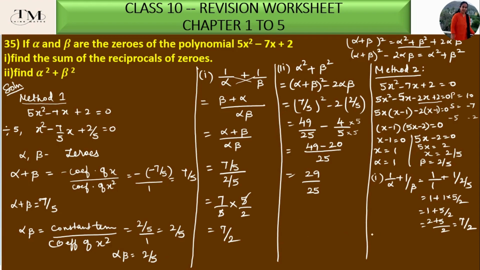Okay. Now the second part, what is that? It is alpha square plus beta square. What is alpha square? Alpha is 1. So 1 square plus beta, which is 2 by 5, whole square. So you will get 1 plus, that is 2 square is 4, divided by 5 square is 25. So taking 25 as LCM and cross multiplying, 25 plus 4, which is equal to 29 by 25. So in both the ways, we will get the same solution.